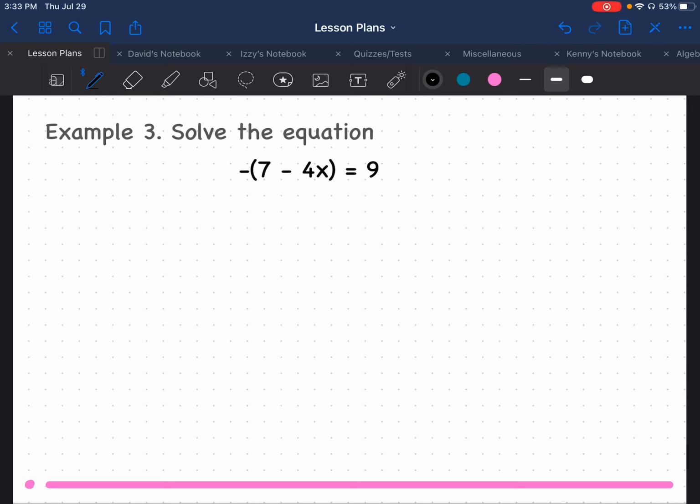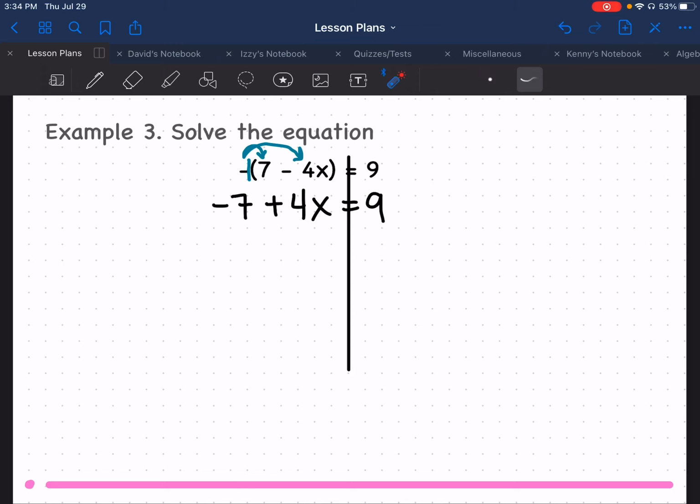Let's go ahead and see if we can go through it a little bit faster. So I'm going to drop down my line through my equal sign. I do see the parentheses, so I'm going to have to distribute. Now, when I distribute, this one's kind of tricky. I have to remember that there is hiding in here a negative 1. So I'm doing negative 1 times 7 and negative 1 times negative 4. So it's going to give me negative 7 plus 4x equals 9.